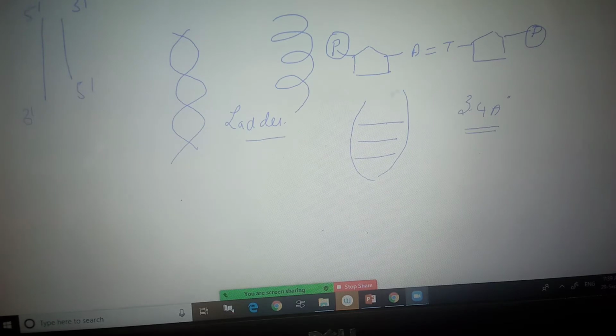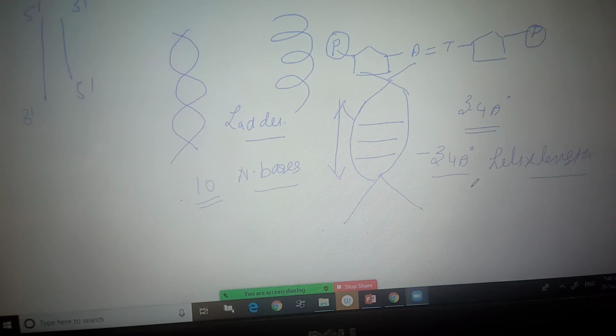In one complete turn of a DNA, this one complete helix structure, how many nitrogen bases are there? 10 nitrogen bases are there. So the length of one complete turn is 34 angstrom. That is said to be the helix length. We used to say pitch.